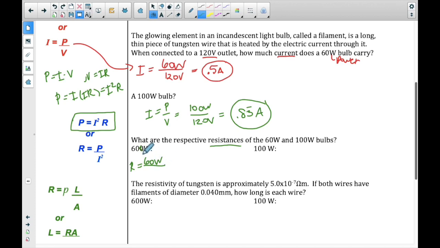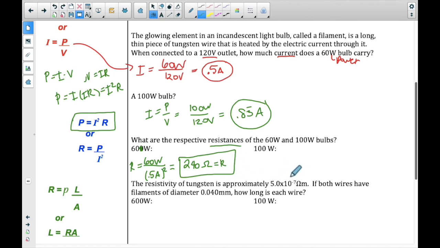That's just supposed to be 60 watt, not 600. That'd be a really bright light bulb. So we have a 60 watt bulb. The I is the current. That's what we just found, and we found it to be 0.5 amps. And that quantity is supposed to be squared. So we plug this into our calculator, take a second there and see what you get. Okay, when you divide that out, you should get 240 ohms. That is the resistance of the 60 watt bulb.